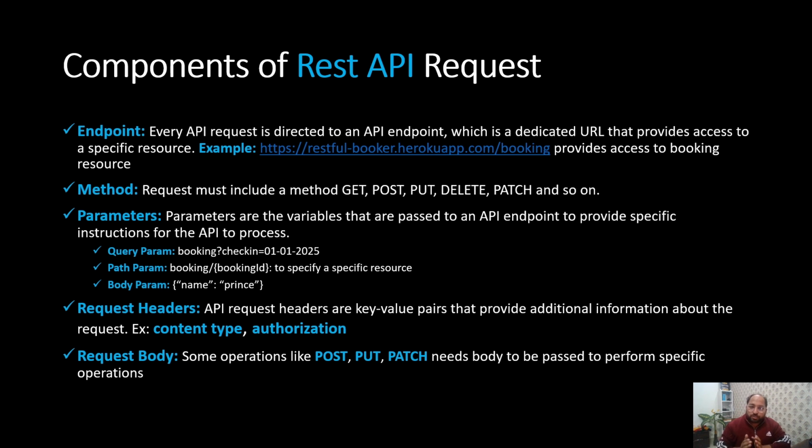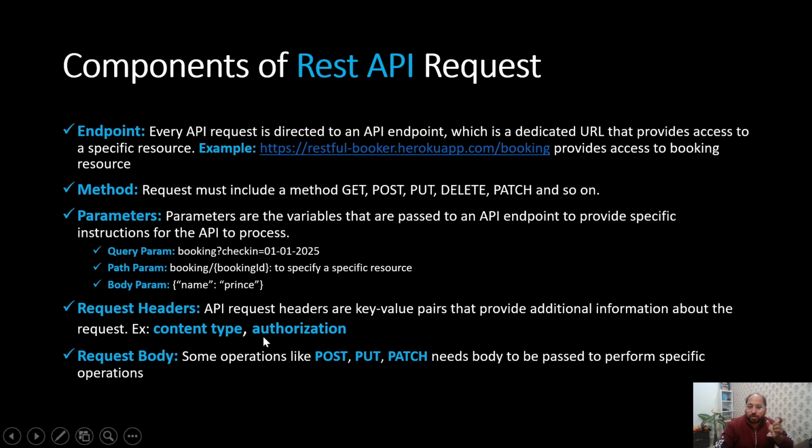So those details we are going to provide as part of the body parameter. Now we have a concept of request header as well. Along with the request, we are going to send headers as well. What are these headers? API request headers are key-value pairs. We provide headers in the form of key and respective value, which provide additional information about the request.